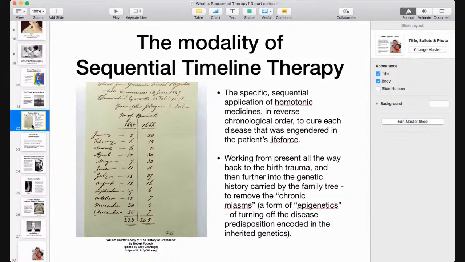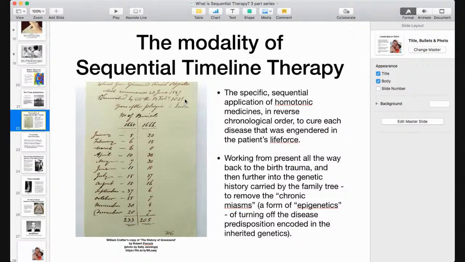Now, just also as a bit of a recap from a previous video, the whole modality of sequential timeline therapy is, as I wrote down here, the specific sequential application of homotonic medicines in reverse chronological order to cure each disease that was engendered in the patient's life force.